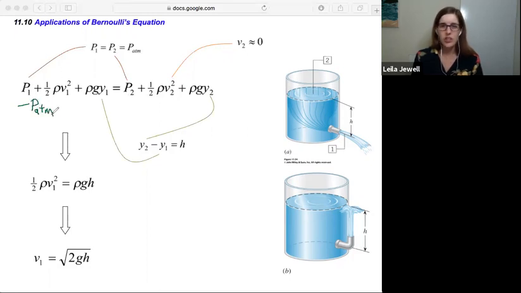So this is actually a really rare case where the pressure is the same. Most of the time when we use Bernoulli's equation, we're going to have two different pressures. And so we're going to keep that term in there. But in this case, we were able to subtract it out.